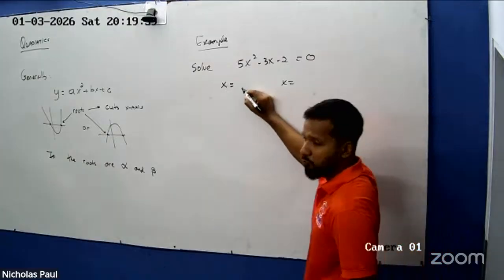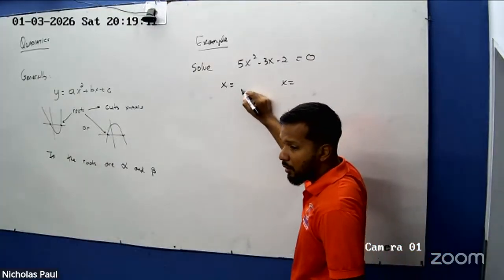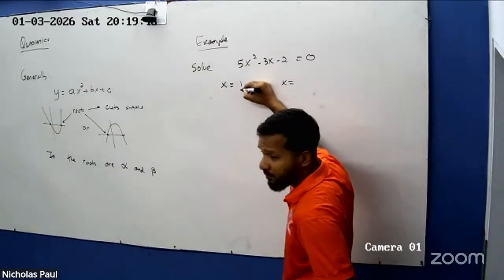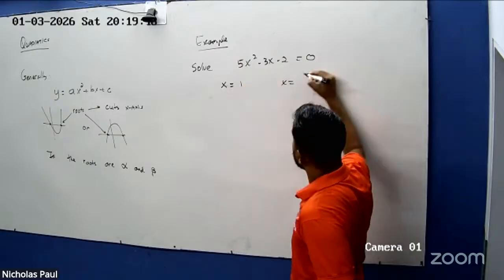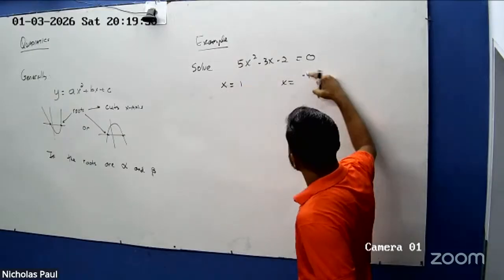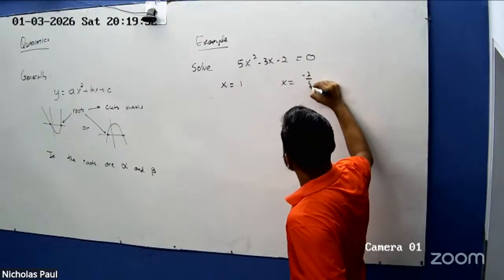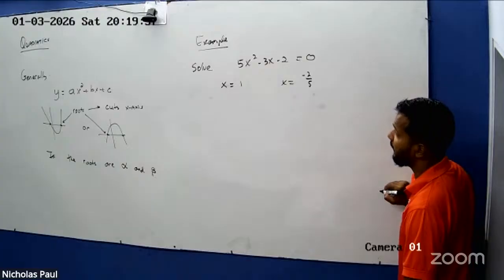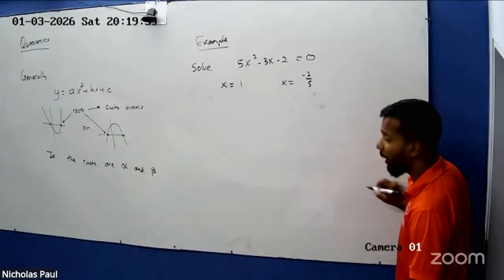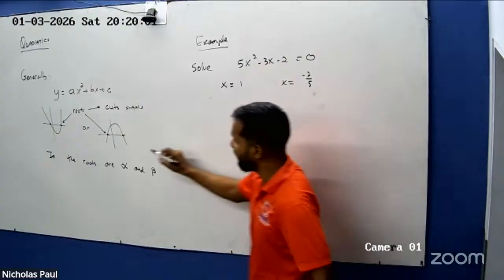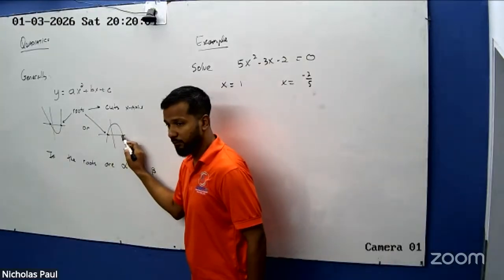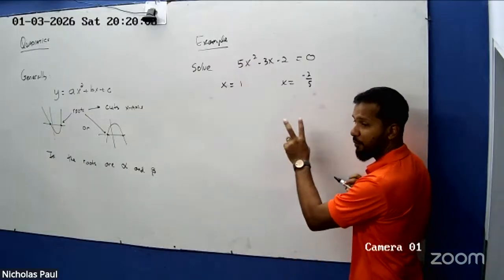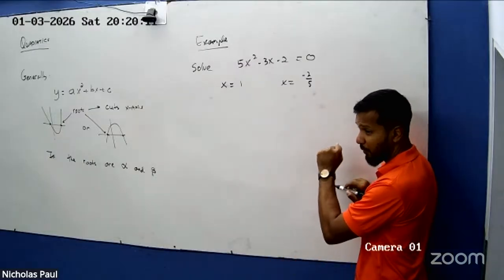What you got? Give me the fraction. 1 and minus 4 over 10, which is minus 2 over 5. So those are the two x values that you got. These are the roots. Are you okay with that? Those are your roots. Roots means this is where it cuts the x-axis. You okay with that?